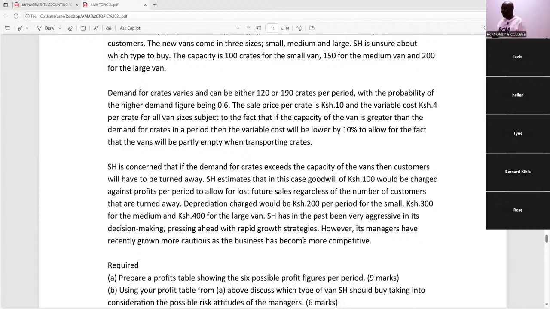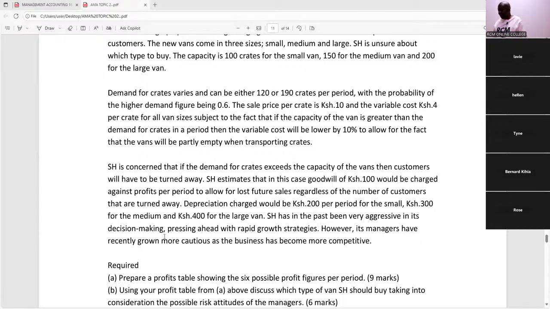Why are they very optimistic? Because of aggressive. Remember, aggressive investors are also known as what here? Risk takers. That's why they're able to press ahead with rapid growth strategies. However, its managers have recently grown more cautious as the business has become more competitive. So two sides of the coin.